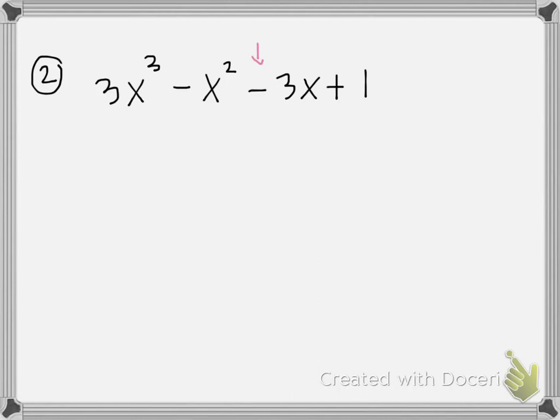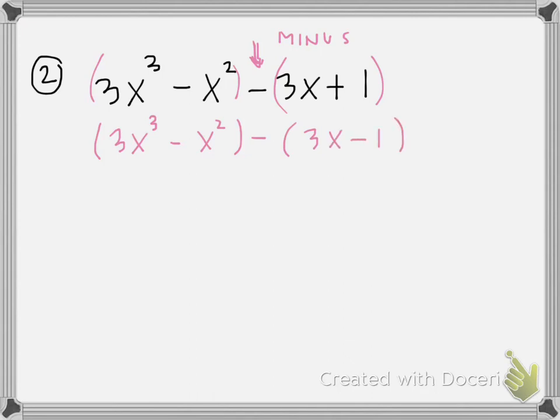So there's no greatest common factor, so I'm going to group the first two and group the second two. When there's a minus on the outside right here, it's going to change what's inside when you group. So this is going to be 3x cubed minus x squared minus, then this is going to be 3x minus 1. When there's a minus on the outside of the parentheses, it's going to change what's in parentheses.